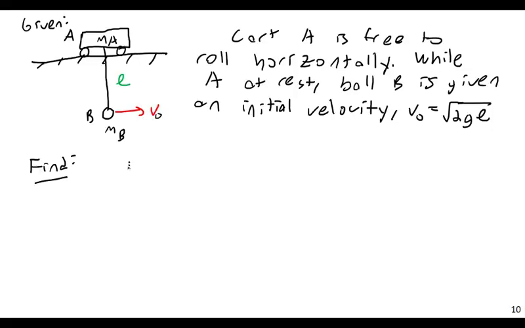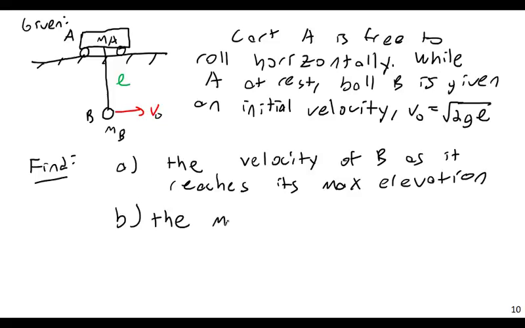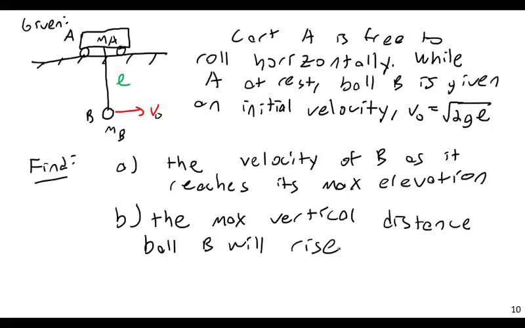I want to find, A, the velocity of B as it reaches its maximum elevation, and B, the maximum vertical distance ball B will rise. So the basic idea is that this thing is going to swing back and forth.